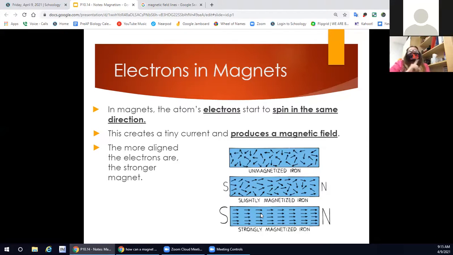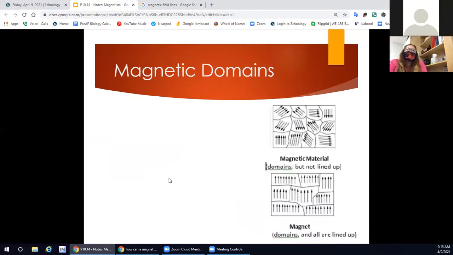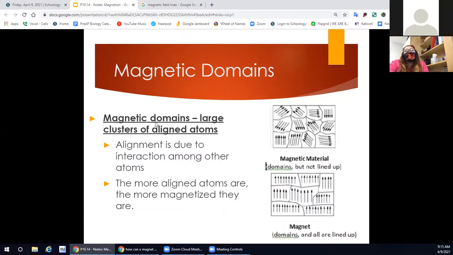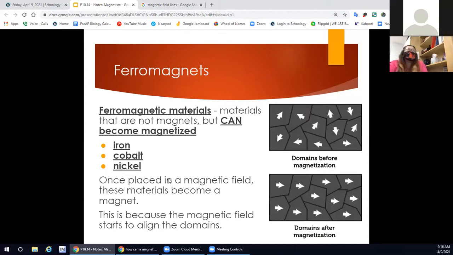Well, anyways, all the electrons are still spinning in the same direction, and that's going to create a current, and that's going to turn the materials into magnets. But it doesn't happen for all types of materials, only certain materials. And it's only going to happen to the materials that have magnetic domains, and these are clusters of aligned atoms. Sometimes they're not going to be lined up, which means they're partially magnetic. And then at times they're all going to be lined up, which means they're really magnetic. And the only materials that can be like this are going to be iron, cobalt, and nickel. And we call those ferromagnets because they can become magnetized.